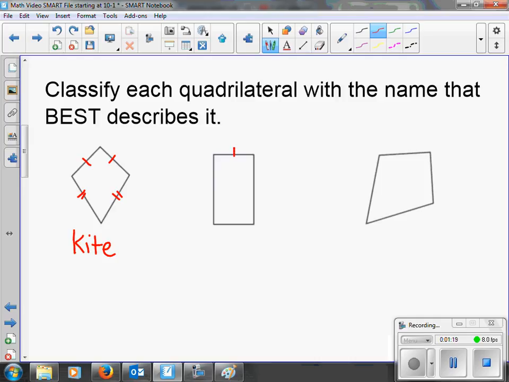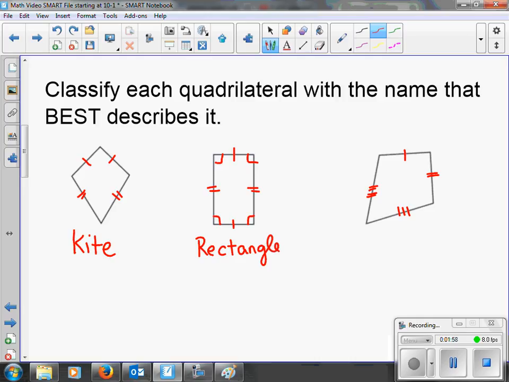Okay, and here we have a shape with 2 sides that are 1 dimension and 2 sides that are another dimension, but we also have 4 right angles, so that means this is a rectangle. So all you have to do is literally just label it. We're classifying it. Rectangle. Yes, it's a quadrilateral, but more specifically, it's a rectangle. Here, we have something that is completely different.